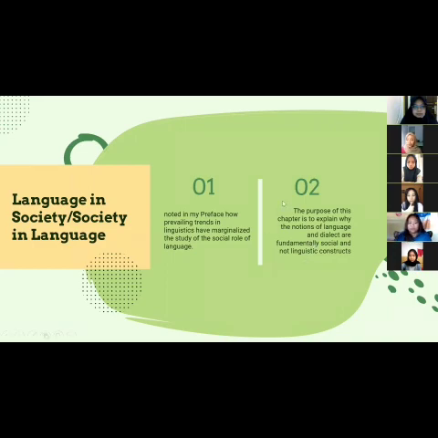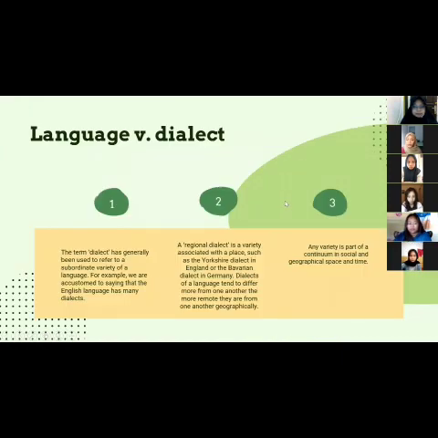First, the term dialect has generally been used to refer to a subordinate variety of a language. For example, we are accustomed to saying that the English language has many dialects. Second, a regional dialect is associated with a place, such as the Yorkshire dialect in England or the Bavarian dialect in Germany. Dialects of a language tend to differ more from one another the more remote they are from one another geographically. And the last, any variety is part of a continuum in social and geographical space and time.